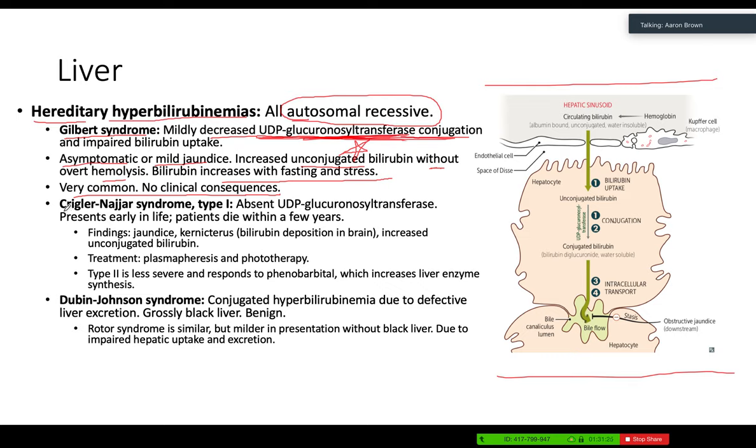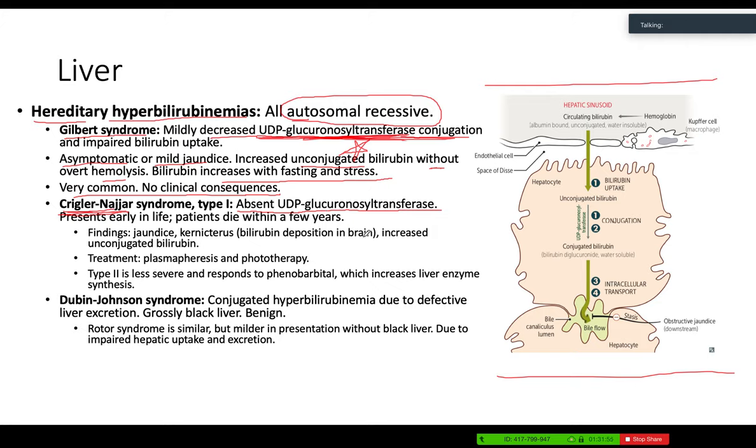Crigler-Najjar syndrome. Now, to me, this sounds like the bad guy in one of the James Bond movies. You know, he's the one with the super laser that's going to heat up the ocean and kill all the fish. So, Crigler-Najjar, this is our very bad guy, and so this must be a very bad disease. Here we have an absent UDP glucuronosyltransferase. Our absent UDP transferase means we cannot conjugate bilirubin at all.